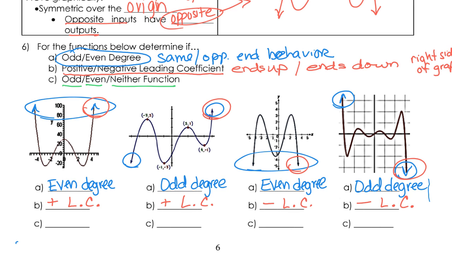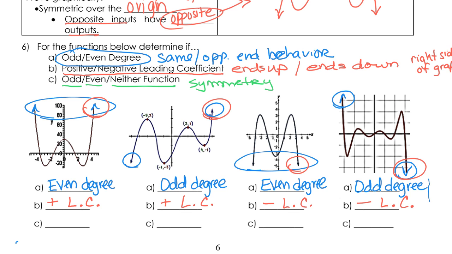Okay, part C is asking whether it's an odd, even, or neither function, and when they don't talk about the degree, odd degree, even degree, they just talk about odd or even, they're talking about the symmetry of it. All right, so symmetrical over the y-axis would be even. A rotation of 180 degrees or symmetric to the origin would be odd.